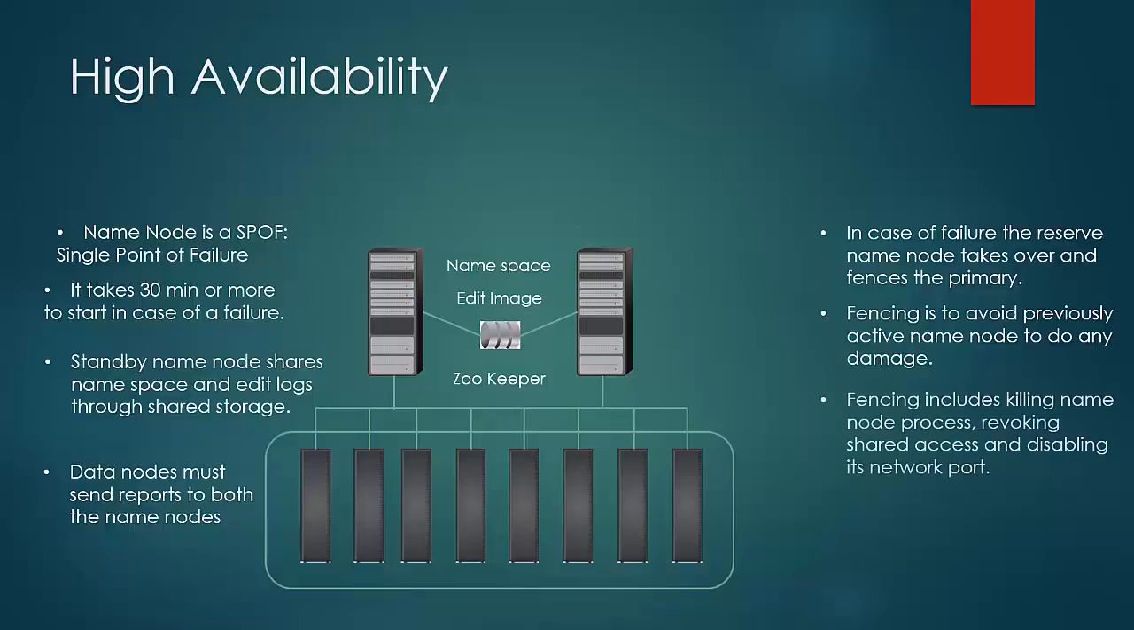Fencing means that the standby would kill the name node process, revoke shared access, and disable the network port of the previous primary node. In certain situations, it goes to the extent that it cuts the previously active name node from the power supply itself. This is often called STONITH, shoot the other node in the head. As you can imagine, naming this standby node the secondary name node would have been apt, but there is a naming mistake that has happened.